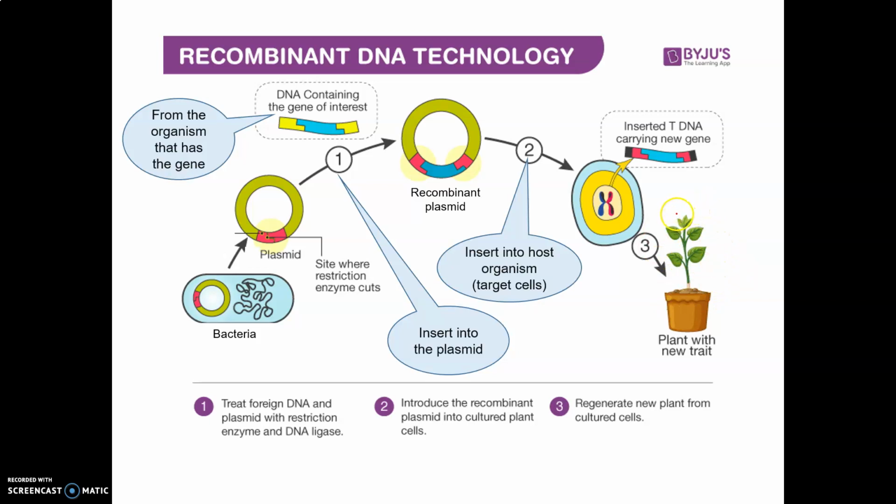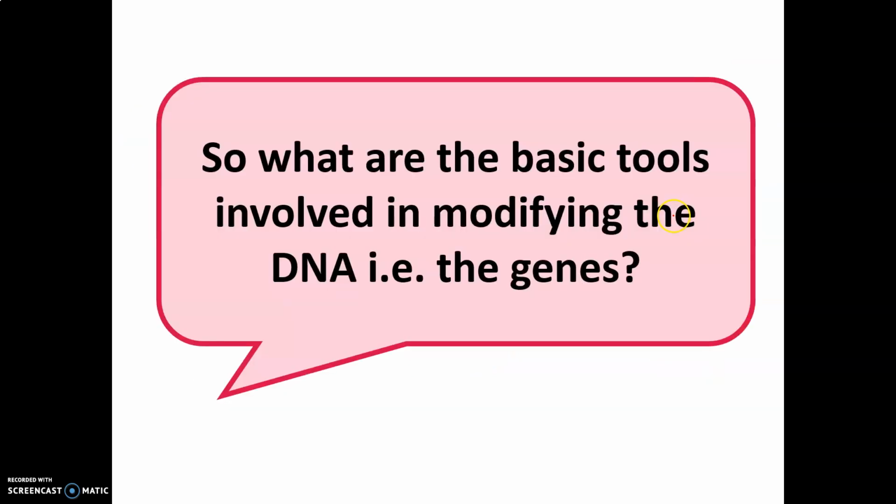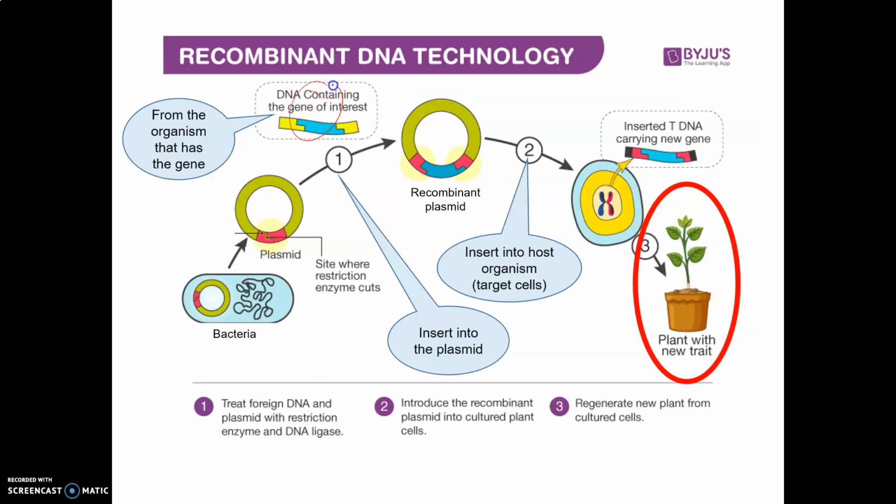So we want to see what are the tools used involved in the genetic engineering ataupun in modifying the DNA. Apakah perkara-perkara basic yang involved? 5 perkara penting yang involved di dalam modifying the genes. First tadi kita dah tengoklah ni lah antaranya gene of interest, plasmid, host cell dan sebagainya.